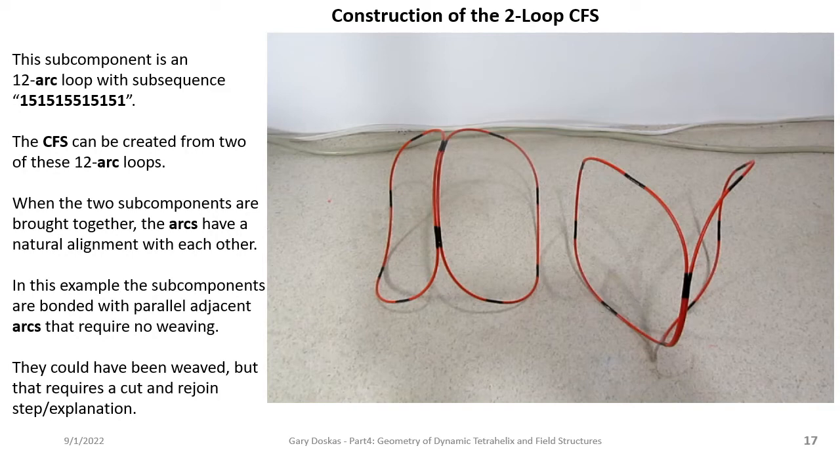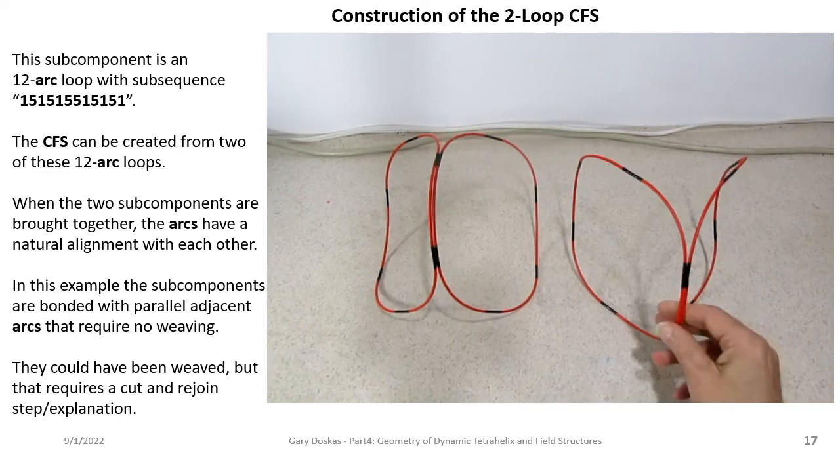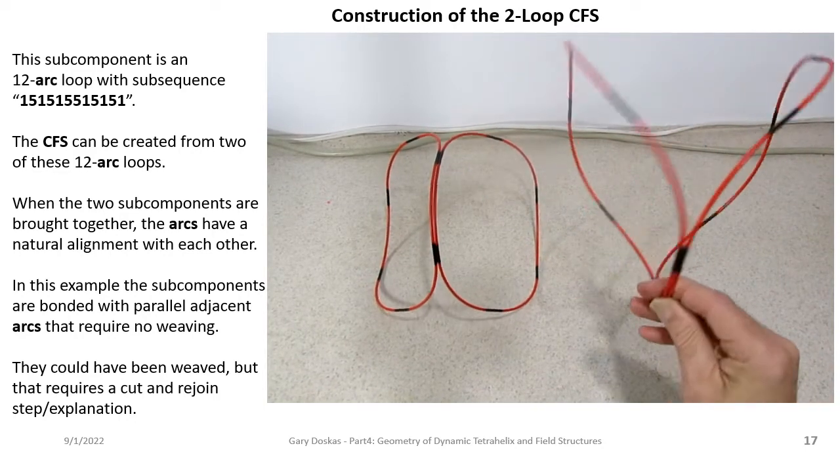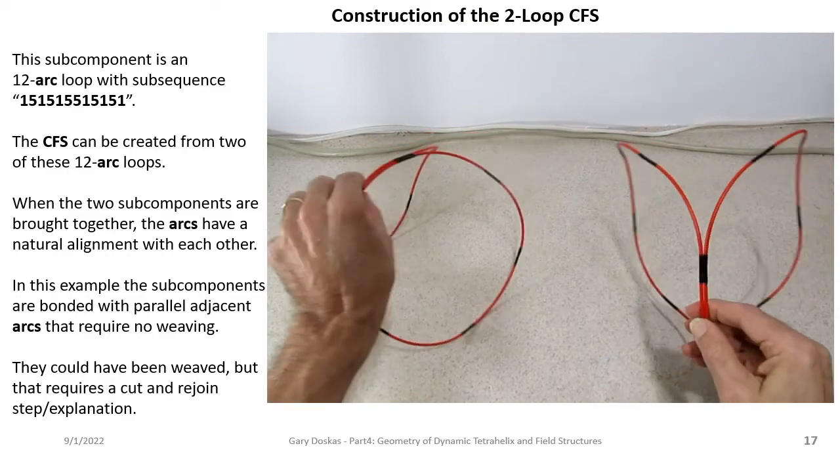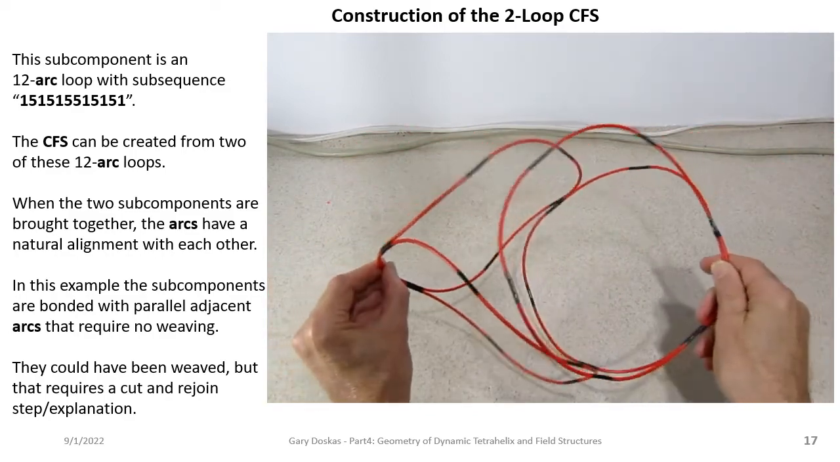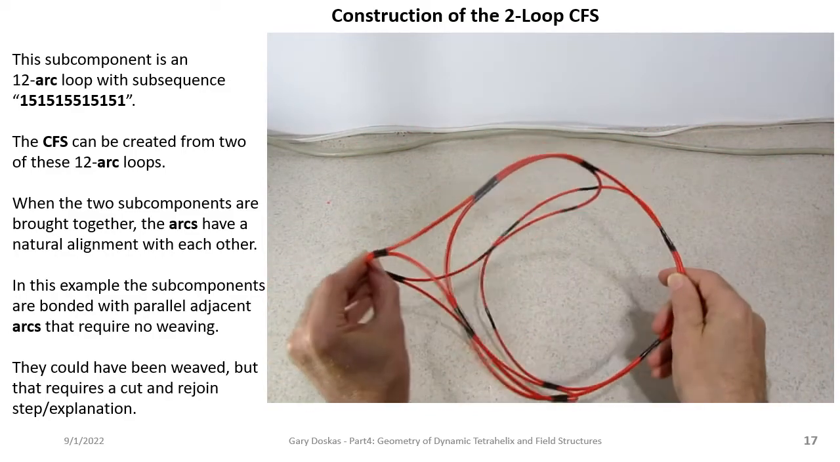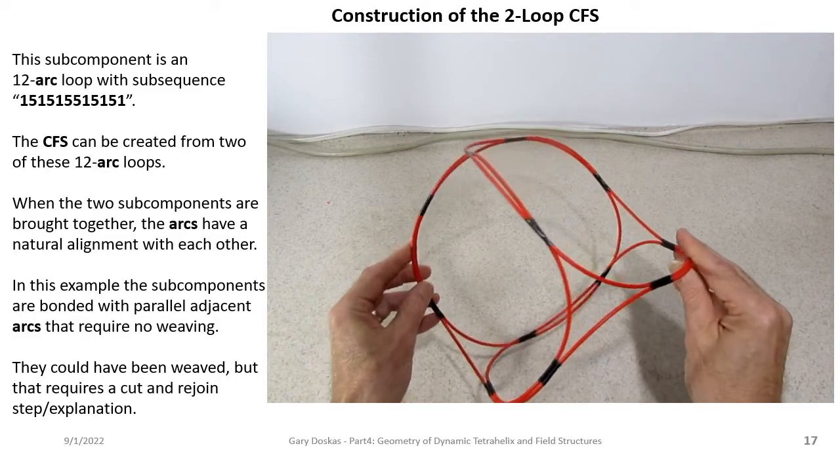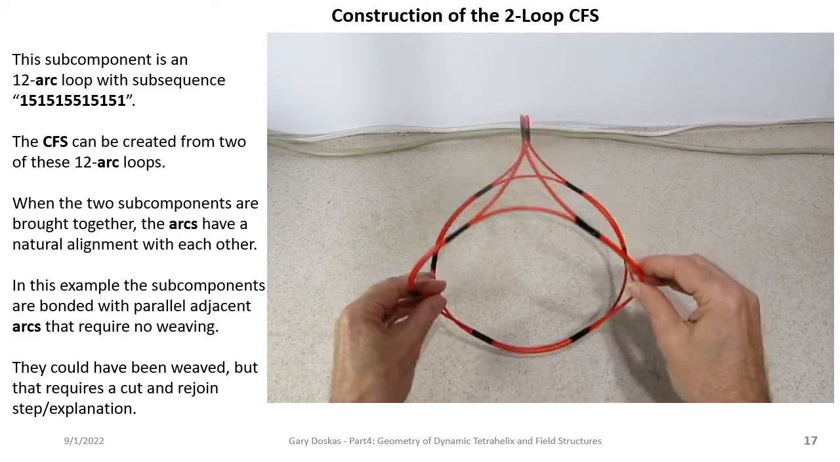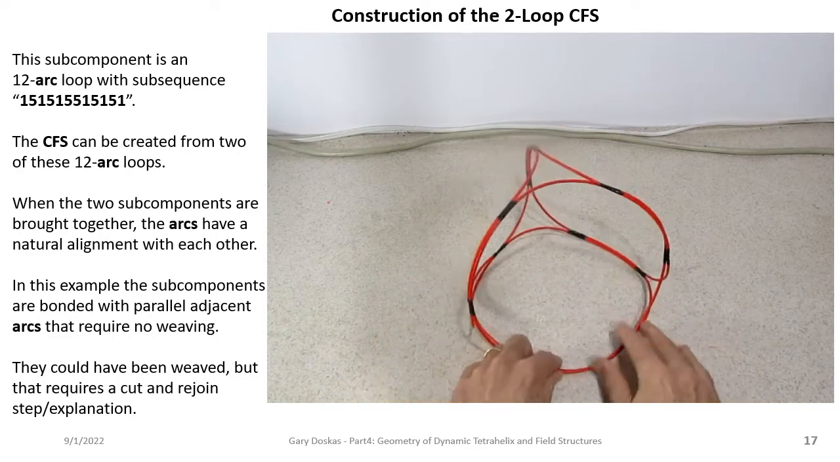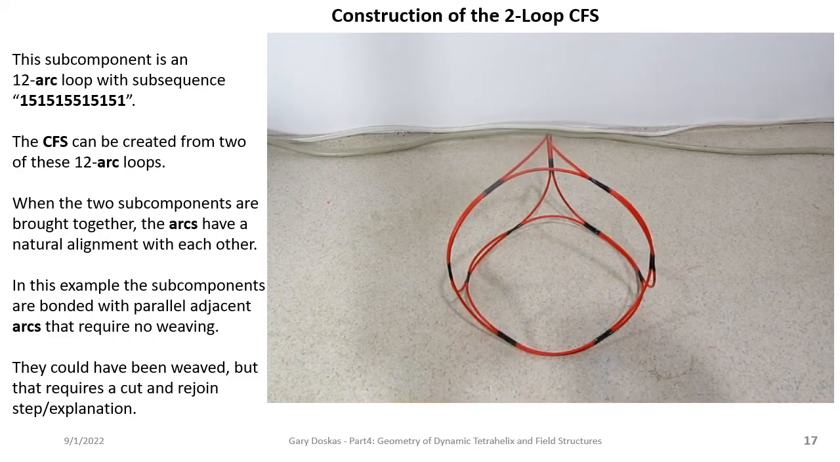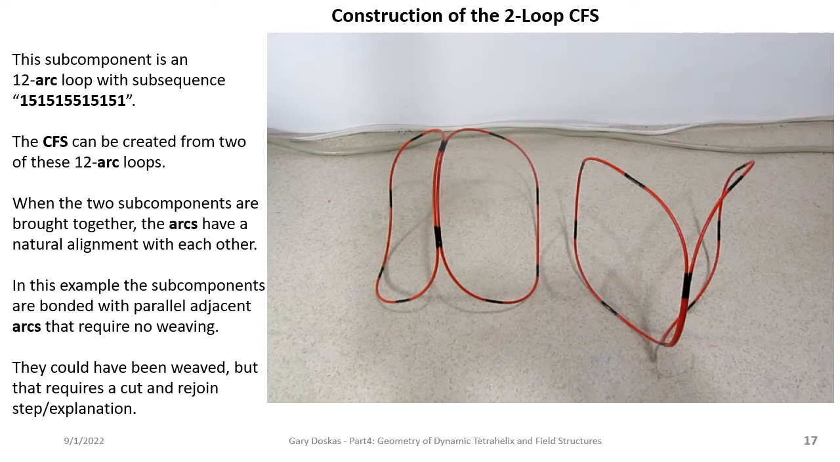Construction of the 2-loop CFS. The subcomponent is a 12-arc loop, with this subsequence. The CFS can be created from 2 of these subcomponents. When the 2 subcomponents are brought together, the arcs have a natural alignment with each other. In this example, the subcomponents are bonded with parallel adjacent arcs that require no weaving. They could have been weaved, but that requires a cut and rejoin step and explanation.